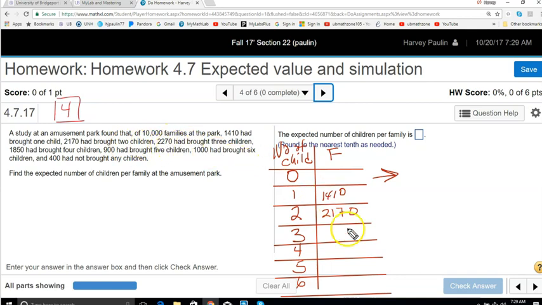This brought 3. This brought 4, 1850. 5 was 900. 1,000 brought 6 children. They must have had neighboring children there too. And 400, no children.